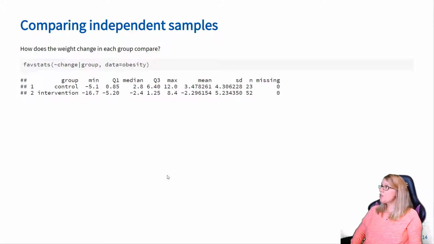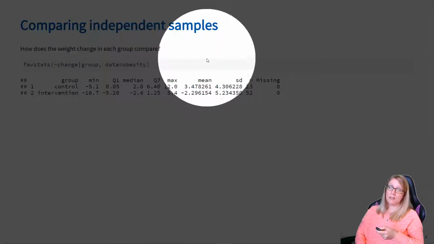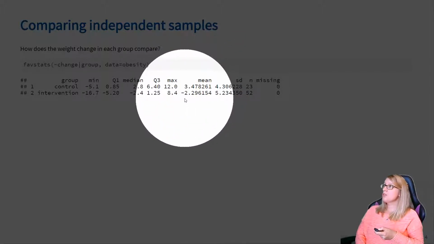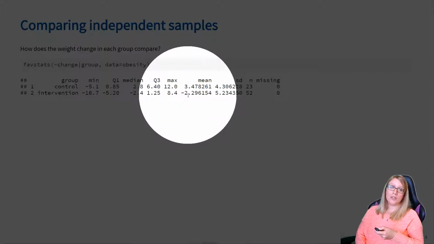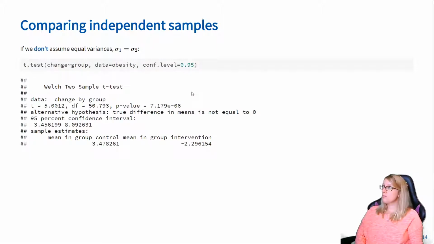Let's take a look at how the summary statistics compare. So how do the means and standard deviations compare? For the control group, the average weight change was positive 3.48 pounds, so on average they gained weight. In the intervention group, the average change was negative 2.3 pounds, so on average they lost weight. Looking at those standard deviations, in the control group the standard deviation is about 4.3, in the intervention group the standard deviation is about 5.2, so we have fairly similar variation between the two groups.